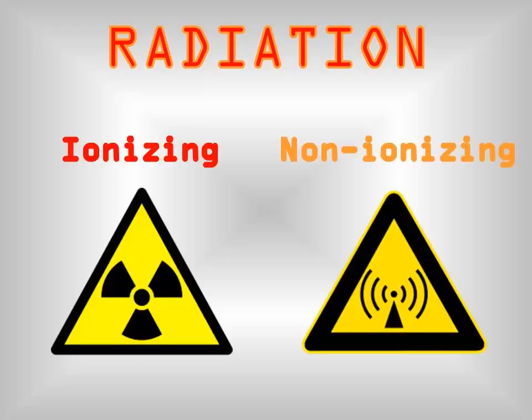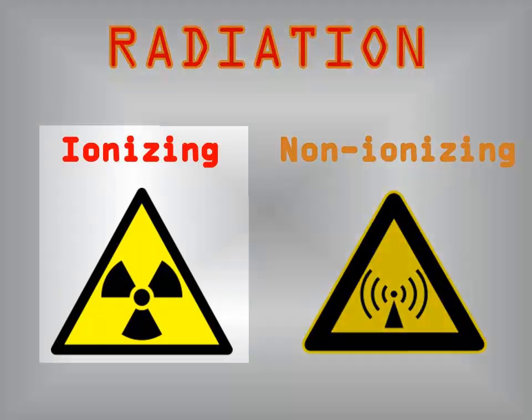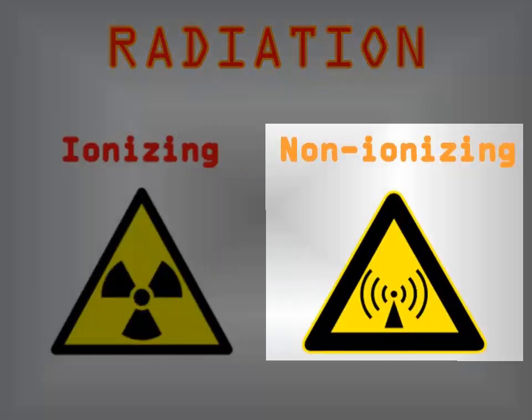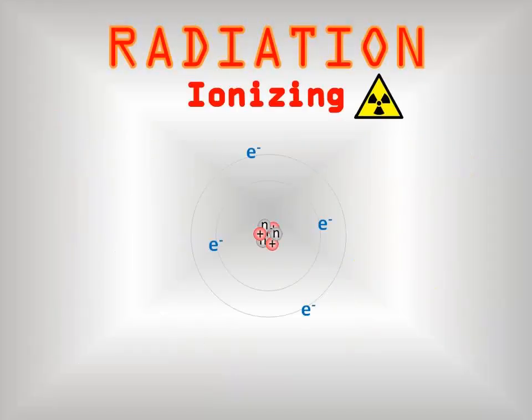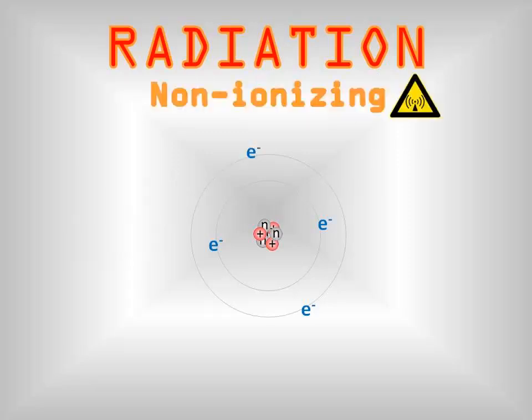To better explain radiation, we're going to separate it into two main categories: ionizing and non-ionizing radiation. Radiation is ionizing when it has enough energy to remove an electron from the orbit of an atom or a molecule. Non-ionizing radiation does not have enough energy to cause an electron to be ejected, has less impact on an atom, and generally results in just an increase in energy for that atom.